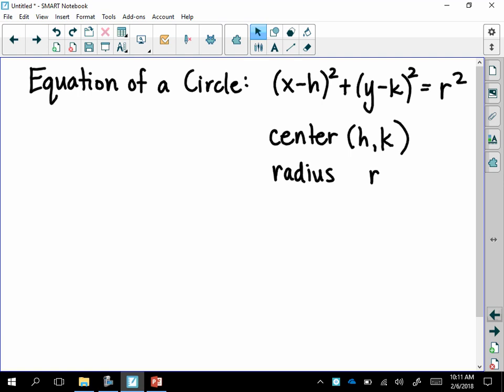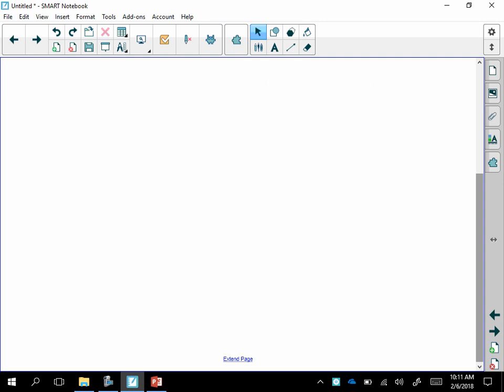But what would you think is the easiest circle, the most basic circle of any circle? What would its center be? The origin. What would its radius be? 1. Okay? That would be what we would consider the most basic of all circles. It has a center at the origin and a radius of 1. And what would that equation look like? X minus 0 squared plus y minus 0 squared equals 1.